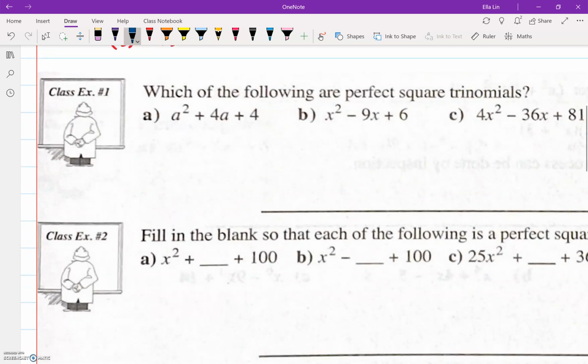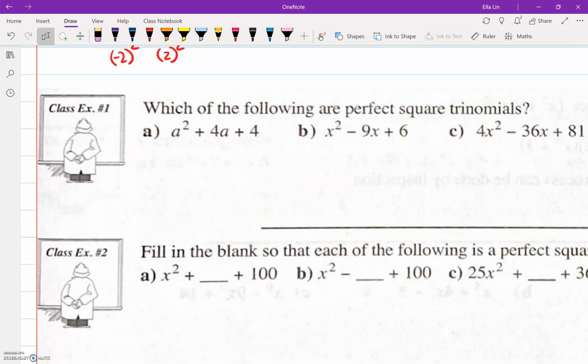So let's go through this one step at a time. Which of the following are perfect squares? Well, just from eyeing it, the first one I have a root of 1 because it's 1 squared over here, and here I have a root of 2. Well, 2 times 1 times 2 gives me 4, positive 4. So yes, this is a perfect square.